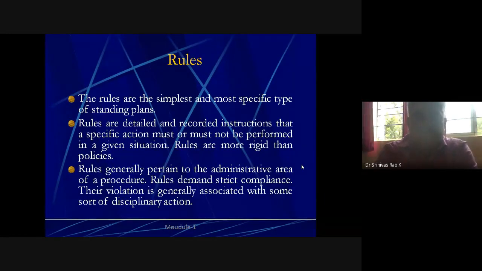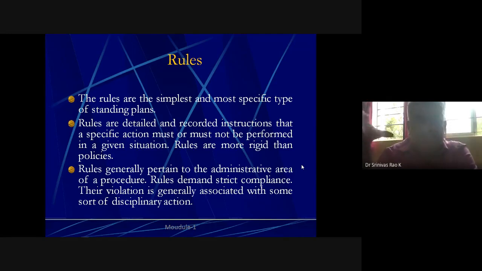And now there are certain rules. We discussed the rules. What are rules? Rules are the simplest and most specific type of standing plans. This is also a plan, part of a plan. Rules are detailed and recorded instructions that a specific action must or must not be performed in a given situation. Rules are more rigid than policies. Policies are general guidelines. They are generalized.